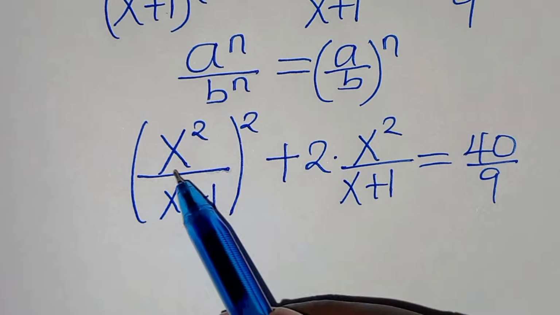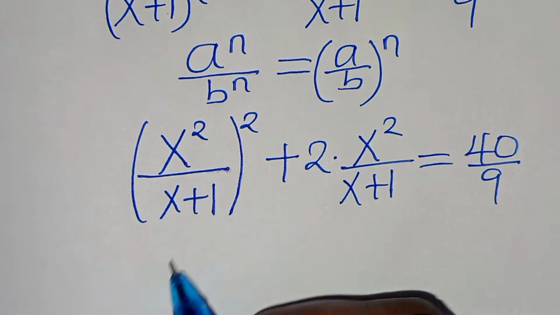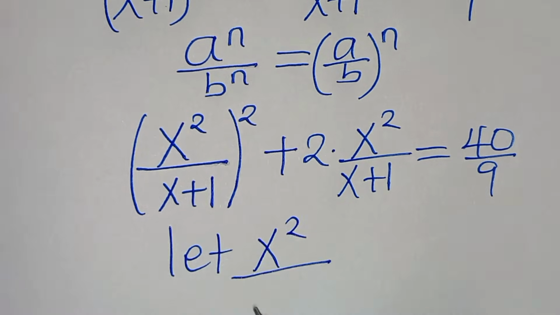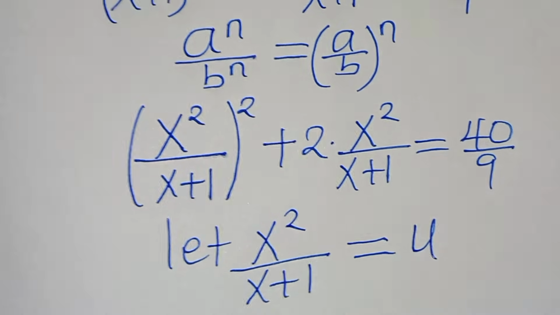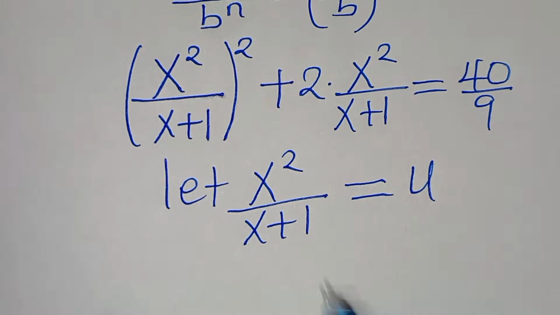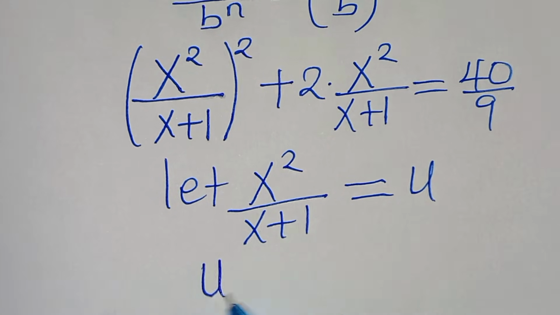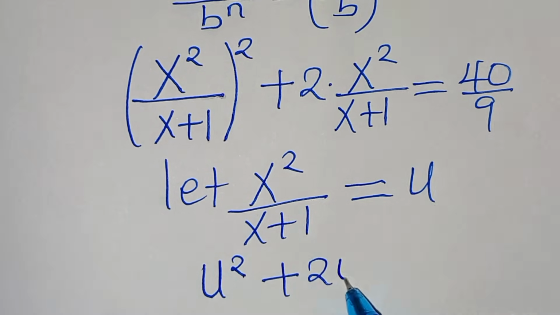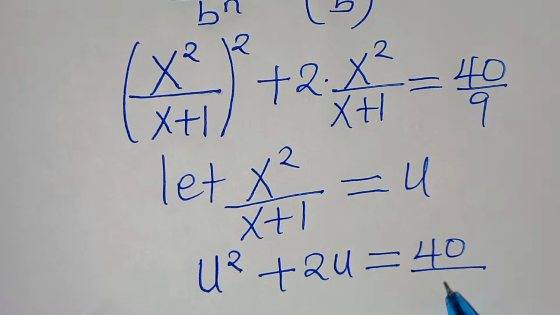So here we have x squared divided by x plus 1. It's common here. So we can let x squared divided by x plus 1 be equal to u. Now substituting u back to this equation, then we have u squared plus 2u, then this is equal to 40 over 9.